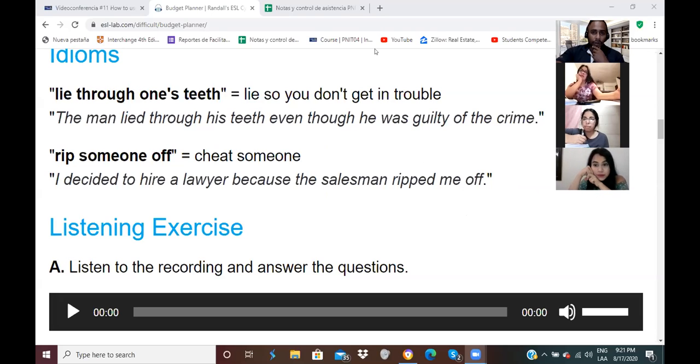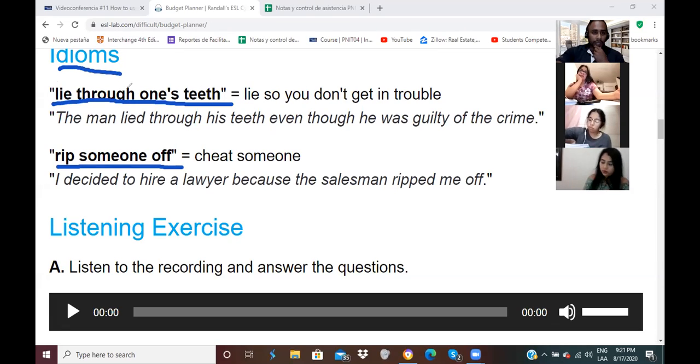Okay, so these are what we call idioms. Lie through one's teeth, rip someone off, right? These are idioms, modismos. Lie through one's teeth, quiere decir mentir para que no te pongas en problemas. Rip someone off is cheat someone o estafar a alguien.